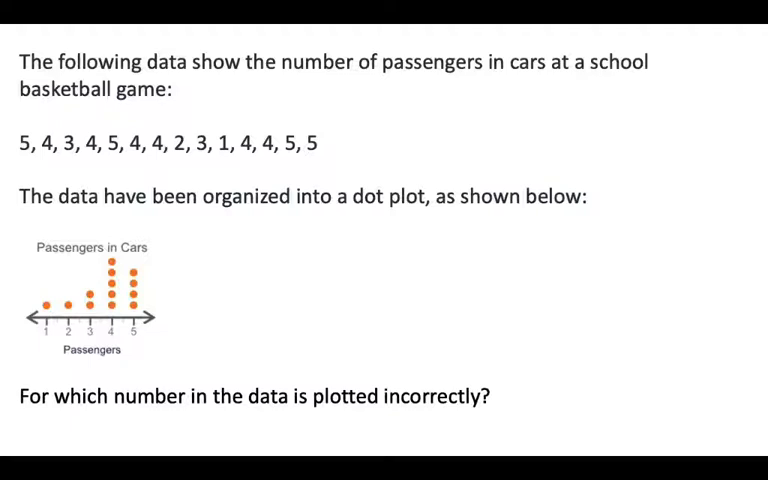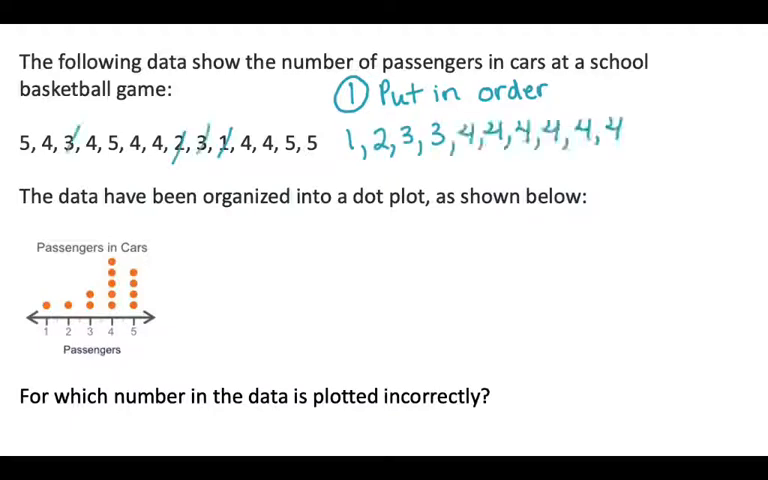All right, so first question. The following data shows the number of passengers in cars at a school basketball game. The data has been organized into a dot plot as shown below. For which number in the data plot is it plotted incorrectly? All right, so what you got to do first is put them in order from least to greatest. So 1, and then a 2, then 2 3s, 6 4s, and 4 5s.